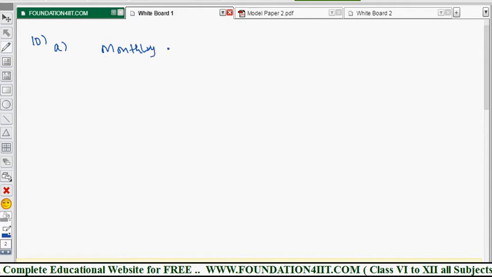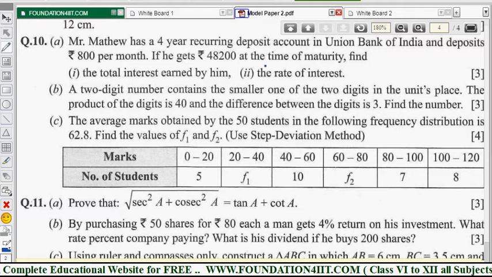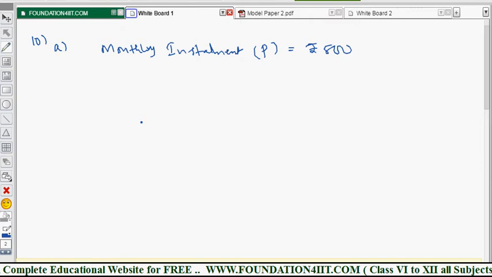Let us take P as the monthly installment, the principal for every month. So P is equal to rupees 800. This is given, and time is 4 years. We need to convert it into months. So 4 into 12 is 48 months. That means n is equal to 48.